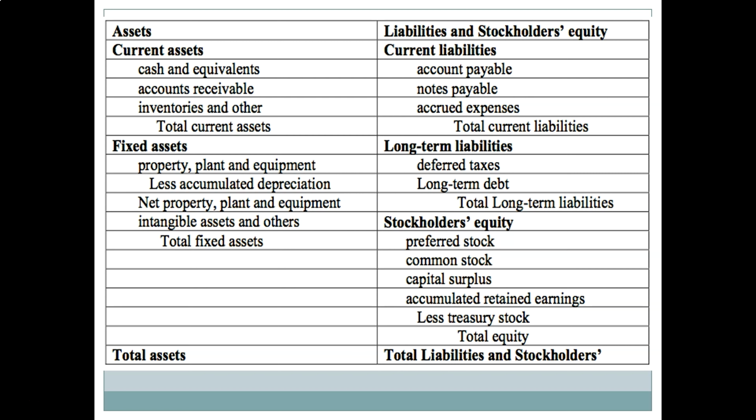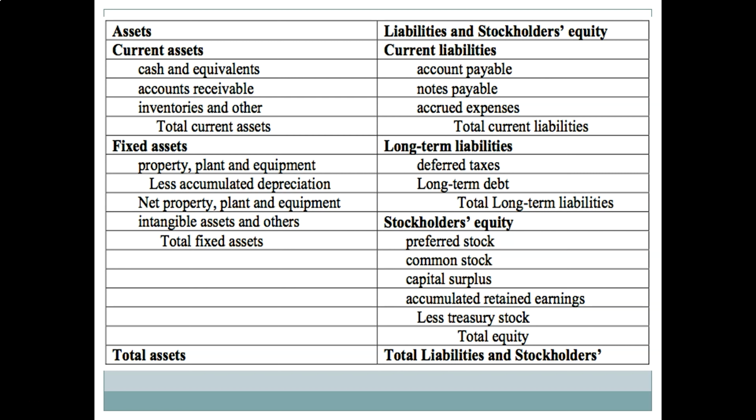Current liabilities is accounts payable. This is money that we owe on a short-term basis. So we have bought supplies on credit, and then we owe that money back to our suppliers in 30 to 60 days. Notes payable are short-term loans, 6 months to a year from a bank.